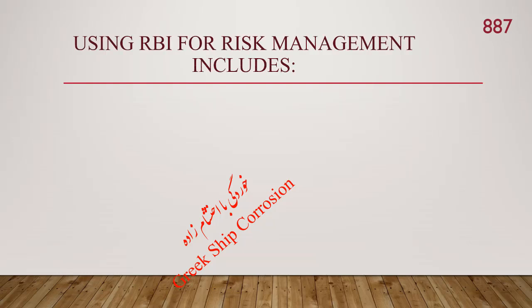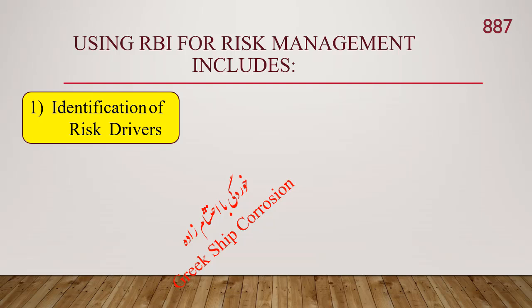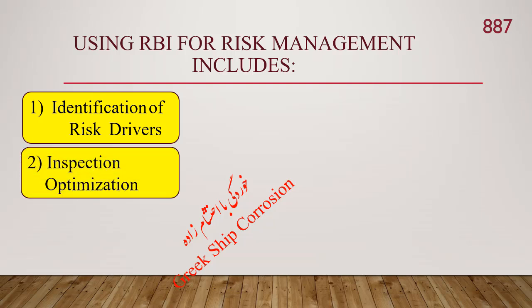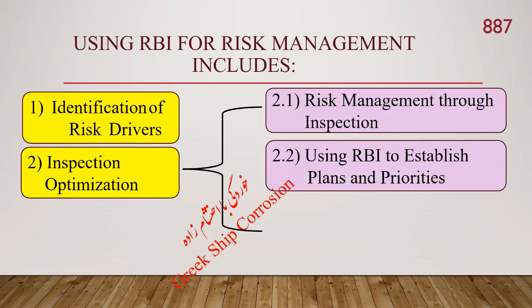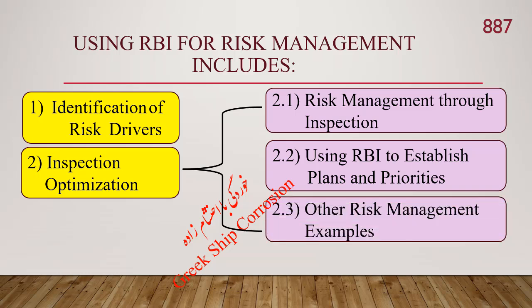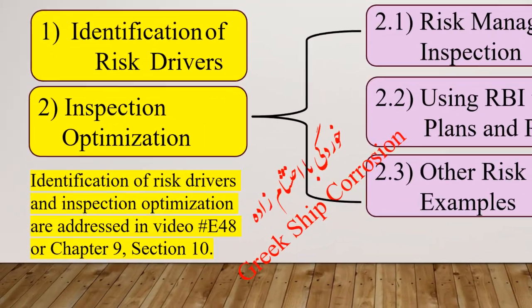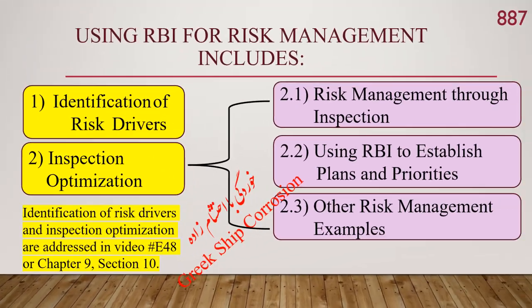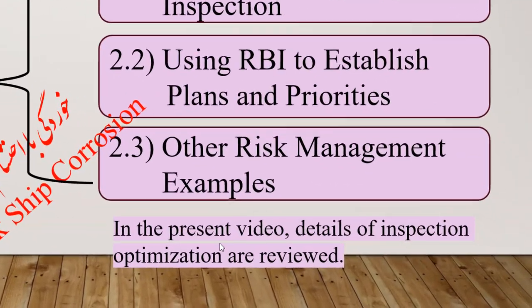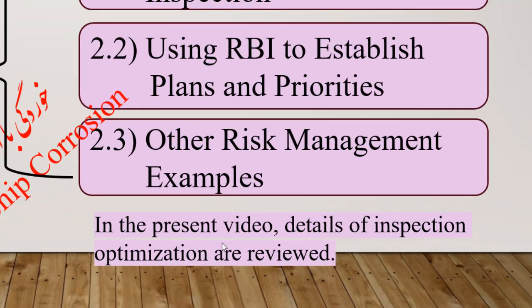Using RBI for risk management includes: 1. Identification of risk drivers. 2. Inspection optimization. And inspection optimization includes risk management through inspection, using RBI to establish plans and priorities, and other risk management examples. Identification of risk drivers and inspection optimization are addressed in video number E48 or Chapter 9, Section 10. In the present video, details on inspection optimization are reviewed.